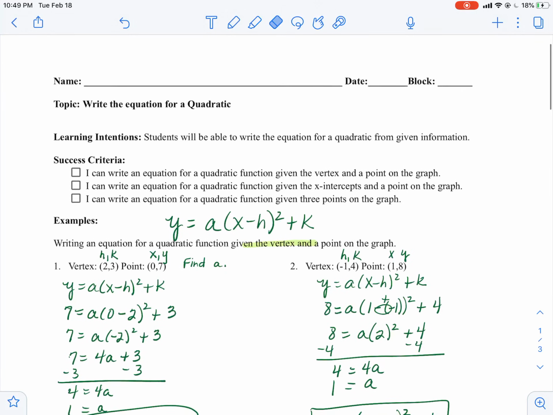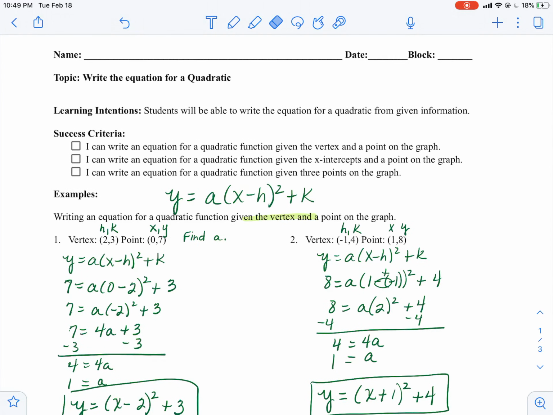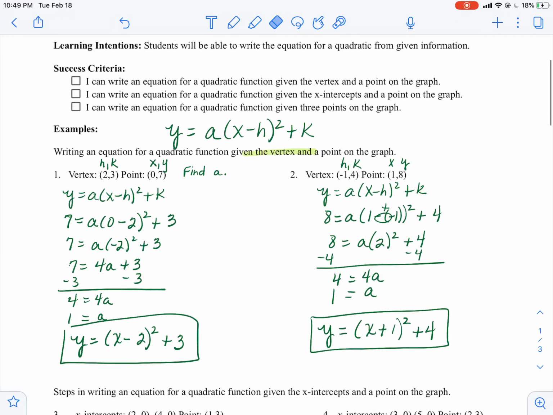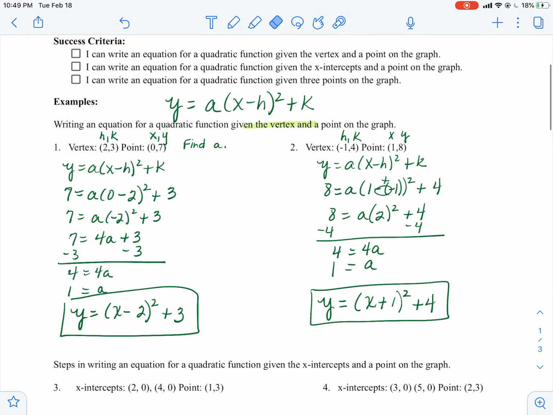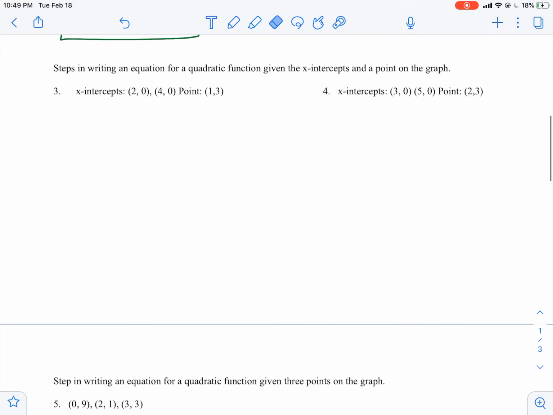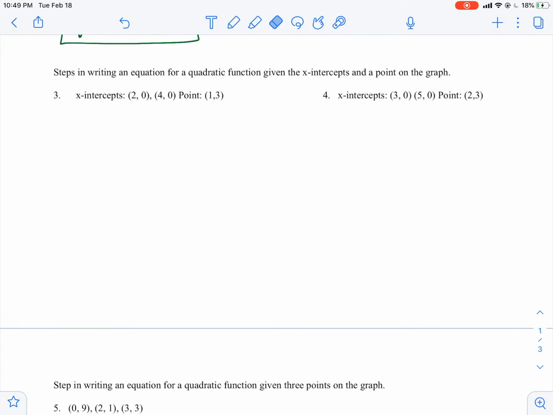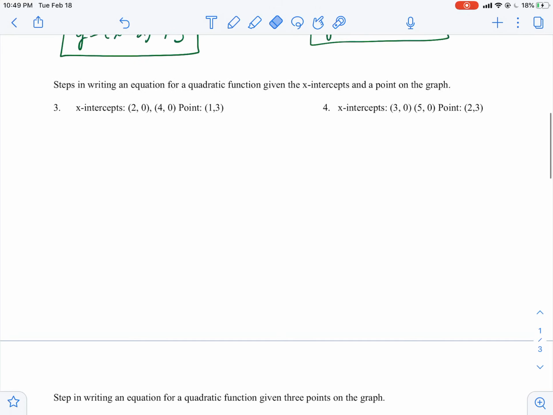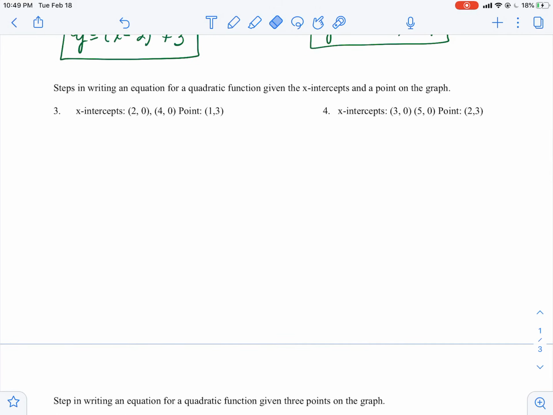Okay, so we're back to writing equations for quadratics. Now, in the last video, if there was a vertex and a point, we used vertex form to find the equation. This time, we're going to be given the x-intercepts or intercept and a point on the graph. In this case, we want to use the standard form, which is y equals ax squared plus bx plus c, to write our equations.